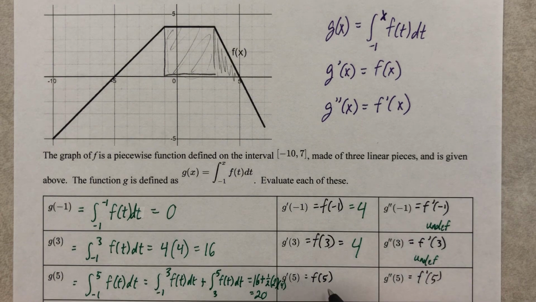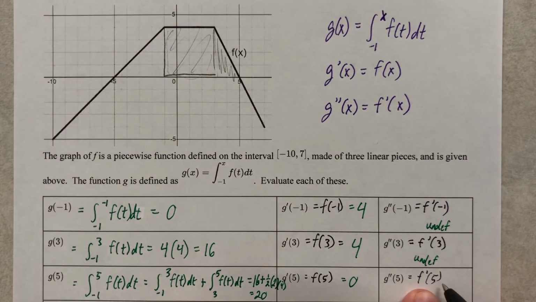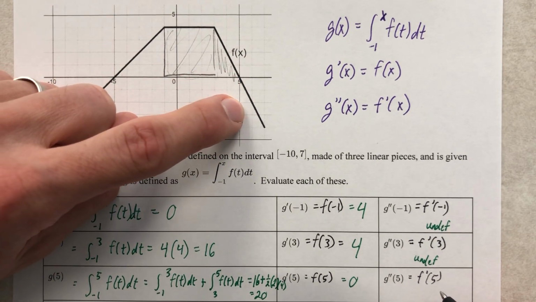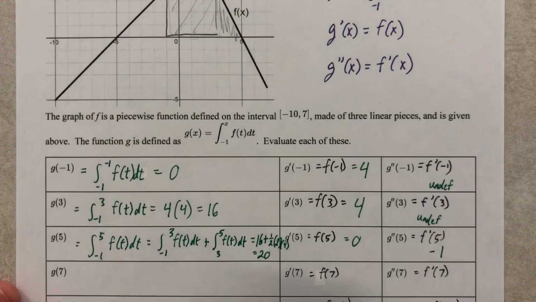Okay. F of 5, that's going to be pretty straightforward. That's 0. And the slope at 5 is negative 1. Okay, moving to the next one.